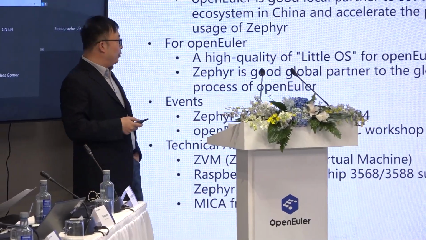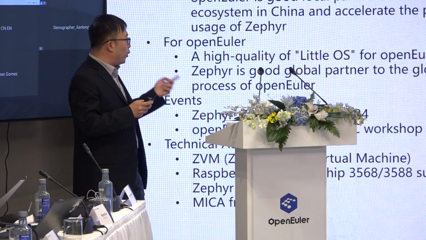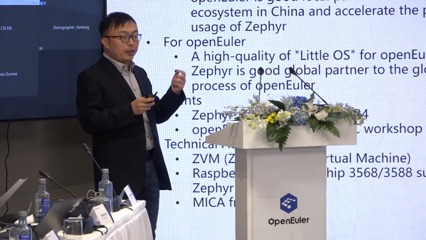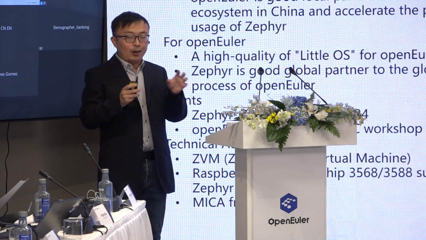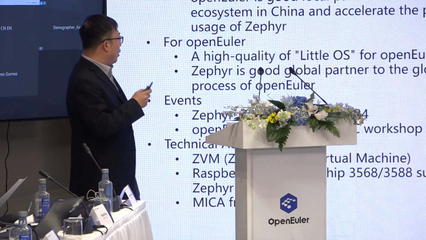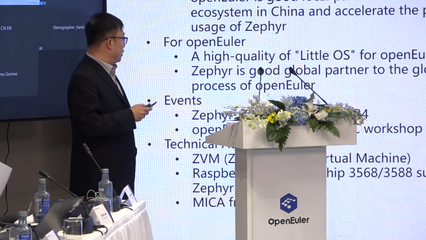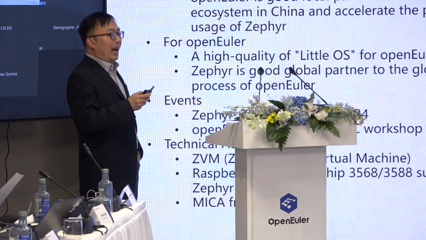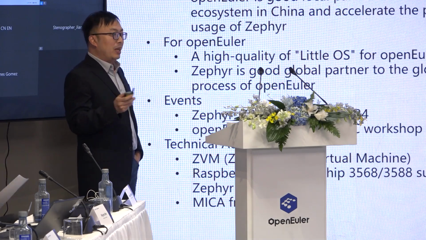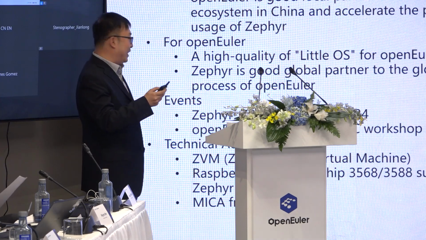And for openEuler, as I said, we are a big one, right? But we need a high quality little OS to work with openEuler. I think that's also the definition of Zephyr within the Linux Foundation, right? And Zephyr is also a good partner for the globalization process of openEuler. But as I said, it's not limited to Zephyr. Maybe we can work with Eclipse ThreadX, formerly Eclipse NetX, and Apache NuttX.